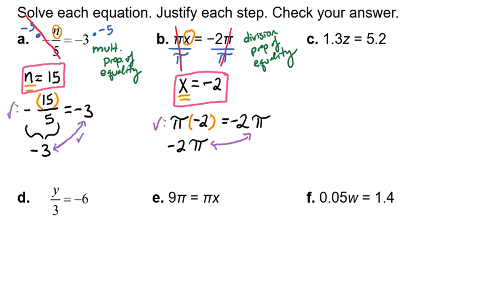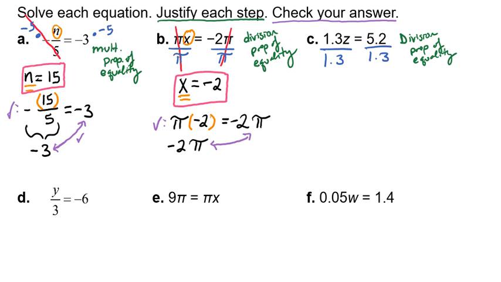Let's try letter C because it has a decimal. So letter C, we have 1.3 times z, or 1.3z, equals 5.2. So we want to know, how do we get rid of the 1.3? So we're going to divide both sides by 1.3, which is our division property of equality. So by the rule of inverses, we know that our 1.3 will go away. We also know that 1.3 divided by 1.3 is 1, and we don't write 1s in front of our variables. They're imaginary.